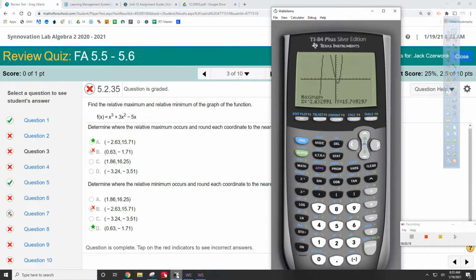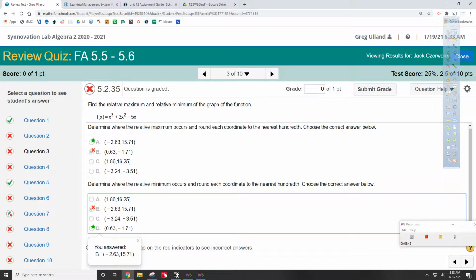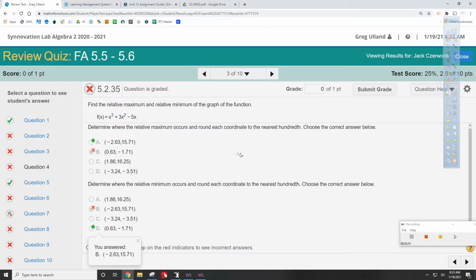So you got to take your time and read carefully. For the minimum, I go calculate minimum. Again, get my water bug to the left of the minimum point, hit enter. Get it to the right of the minimum point, hit enter, take a guess, yep. And there you can see your minimum is right there. Okay? All right, let's see. That was number 3.